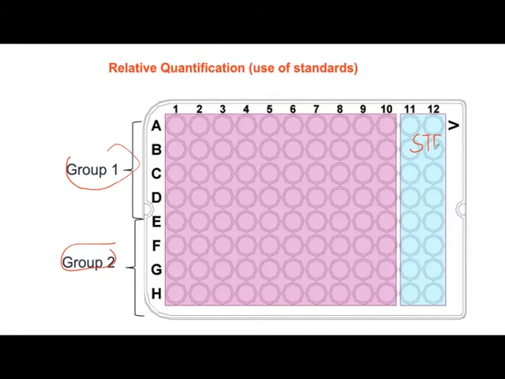And these are standards. You do a serial dilution of a sample, and then you're going to get the standard curve. It's like in ELISA, where you do what is called a standard curve. You get a linear graph, and then you do the unknown. So from the curve, I can get the quantity from this sample.